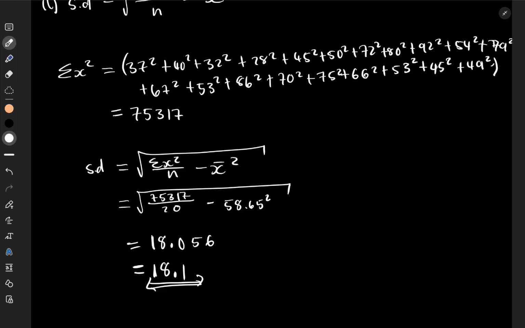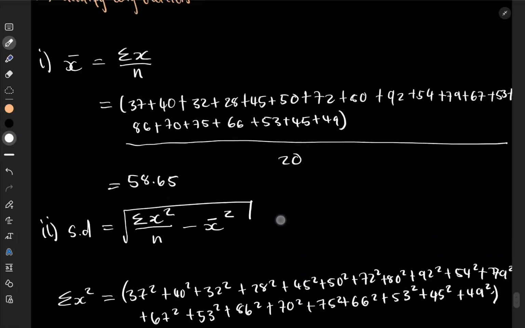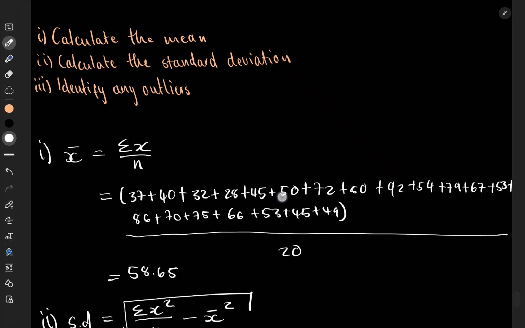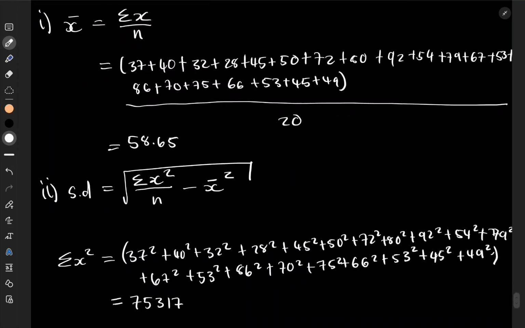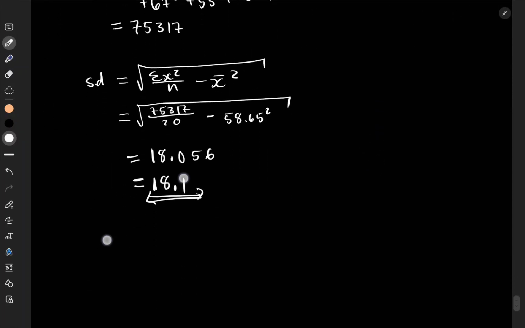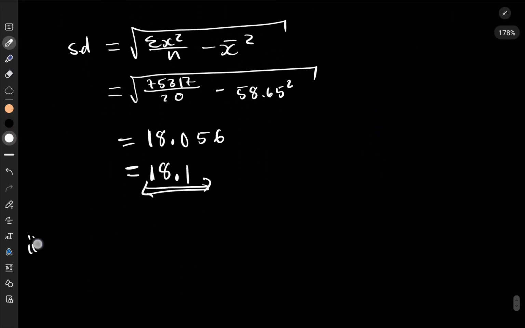It's not even hard, is it? No, it's not. All right, now let's do the last part, which is part 3: identify any outliers. When we say outliers, we mean values that are beyond 2 standard deviations. So here's the formula that we use to get an outlier. If we go 2 standard deviations from the mean, any value outside that is going to be an outlier.